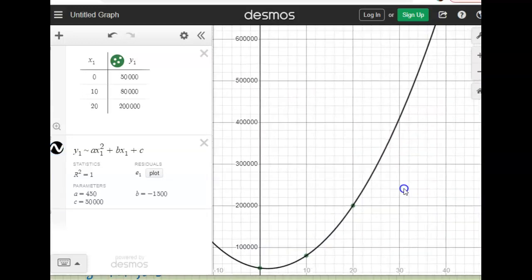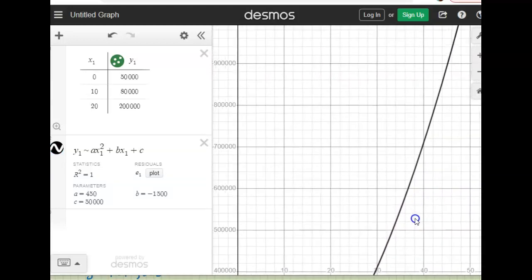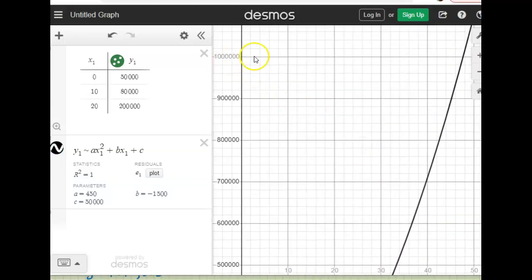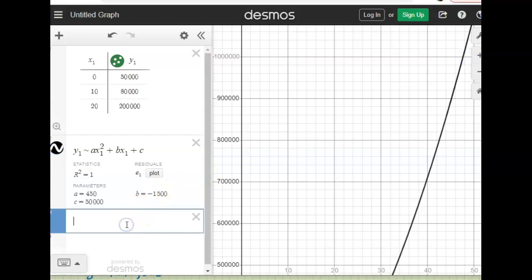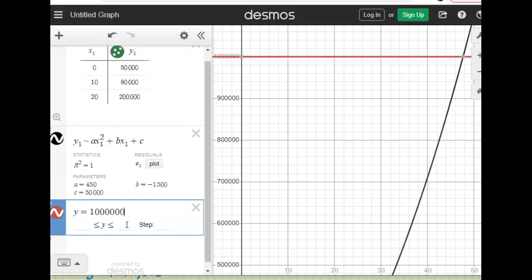The other question is, when will the house be $1 million? You can go to 1 million here and click on the graph. It can't click too precisely, so let's see if we do y equals 1 million. There you go. It finds the intersection point, and you can see 47.6, which is what we found by hand.